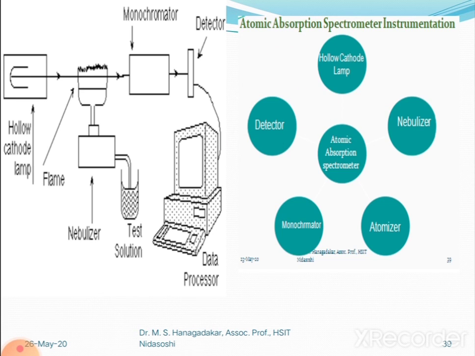Then the fifth component is the detector. It identifies the signals of light intensity coming from the monochromator, which are magnified and converted into electrical signals. Those electrical signals are fed to the computer system, plotter or data collector. From that we can come to know the reading of the particular element present in the sample solution. So this is a brief outline of the important components used in the atomic absorption spectrophotometer.